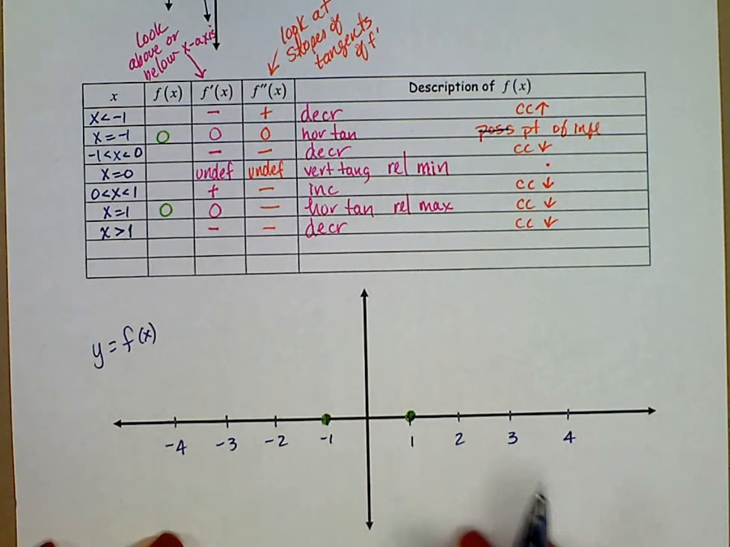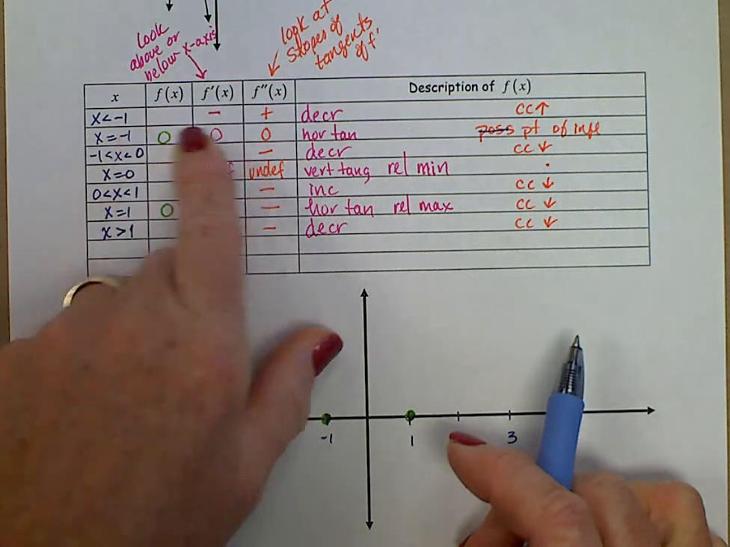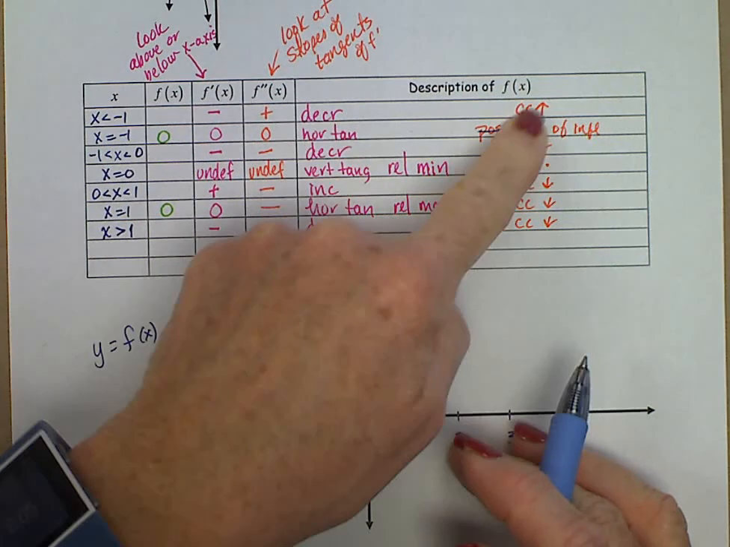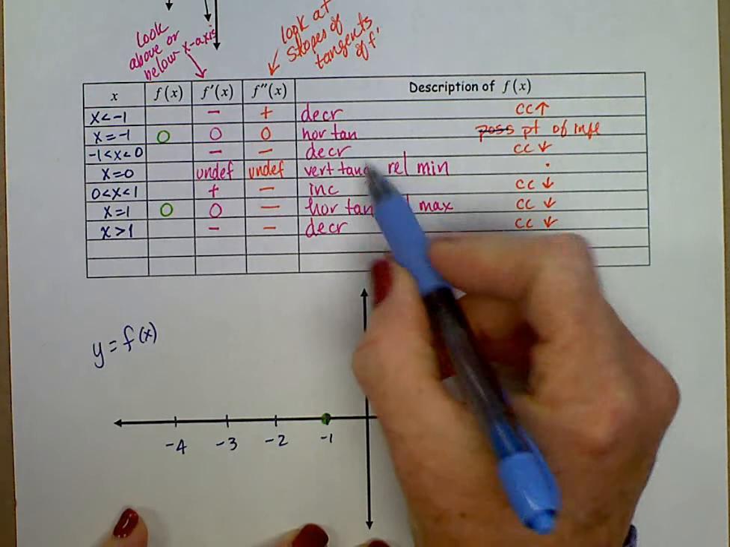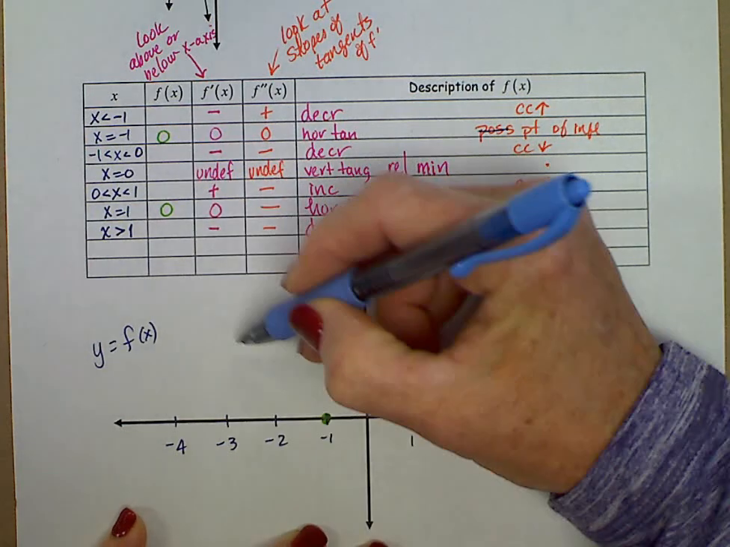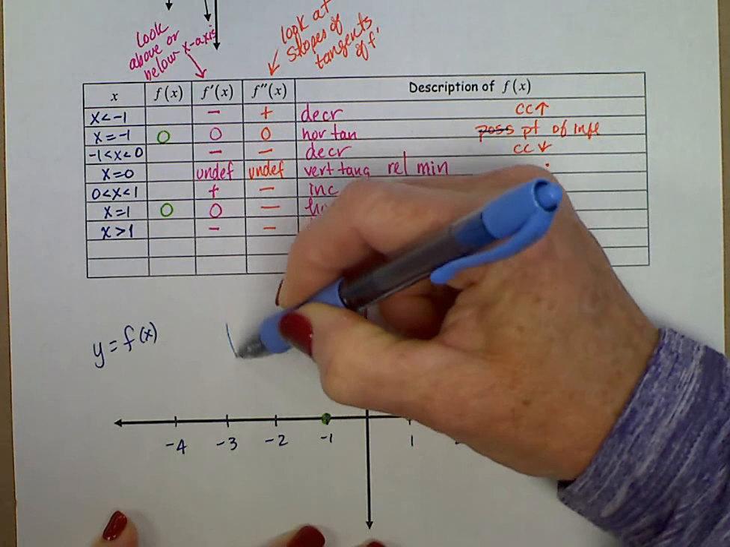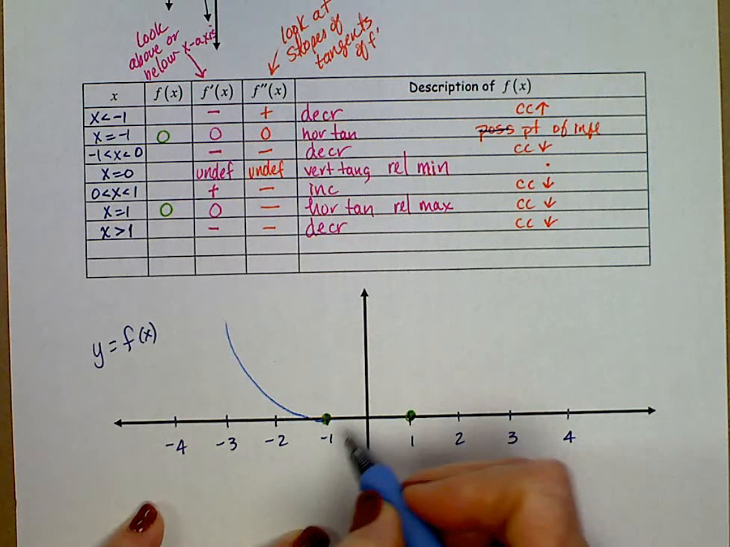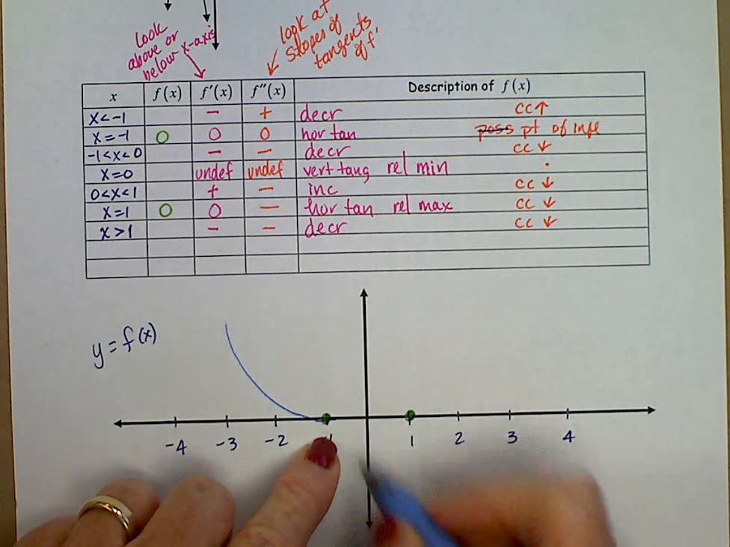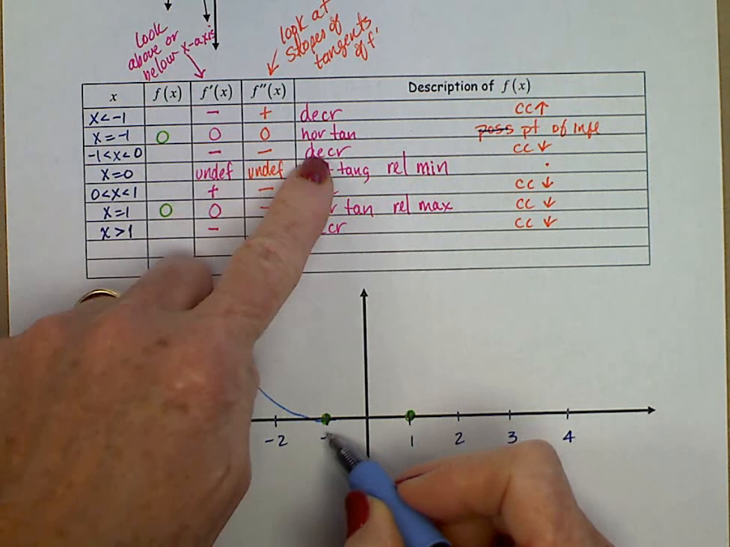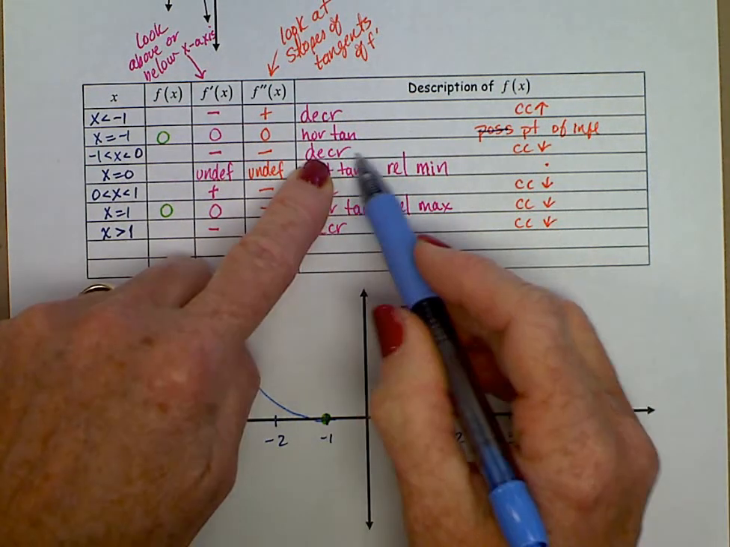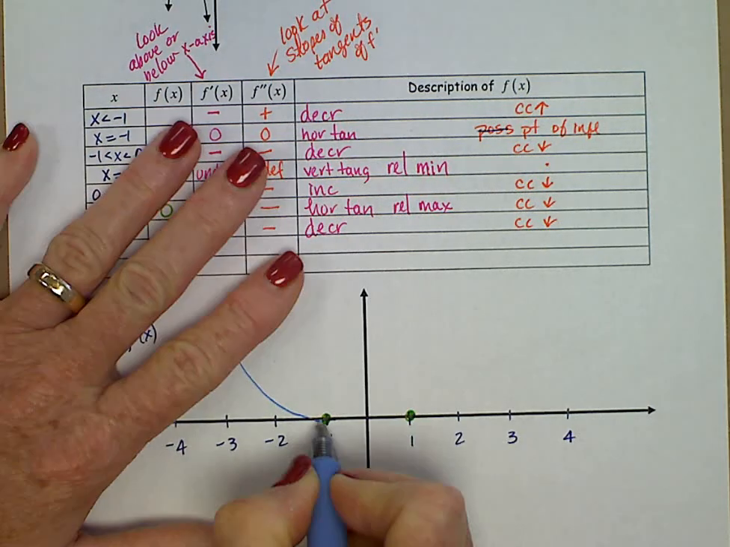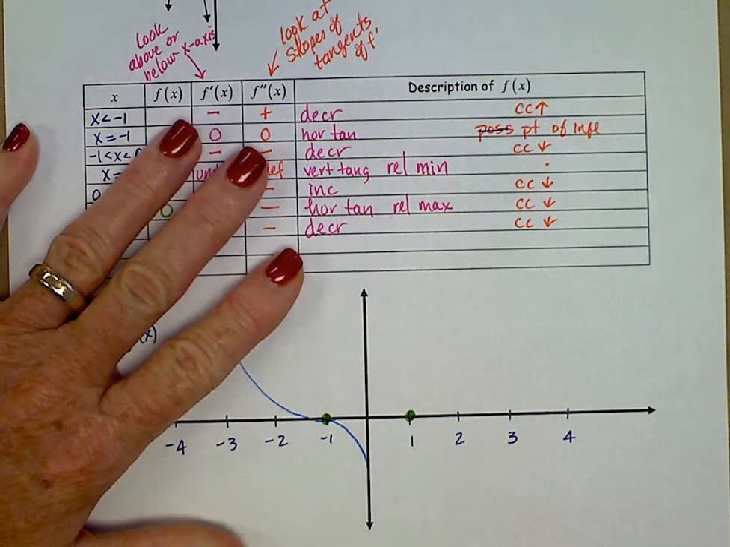All right, let's sketch this graph. For x less than -1, so over here this way, our graph has to be decreasing, concave up, coming into a horizontal tangent at x is -1. Decreasing, concave up is going to look like that. Then f of x is changing to decreasing, concave down, going into a vertical tangent at x equals 0.